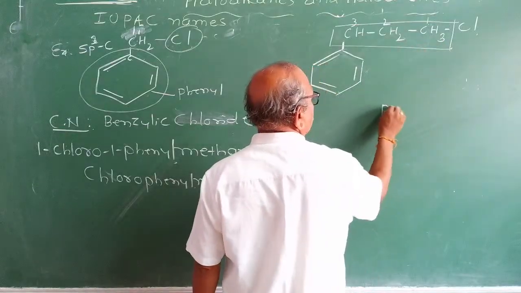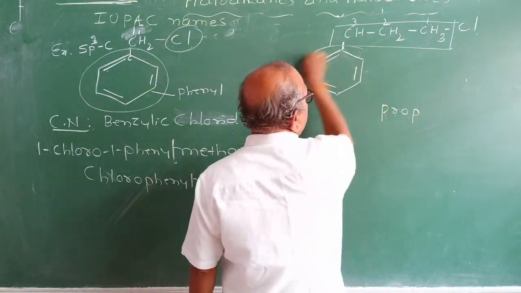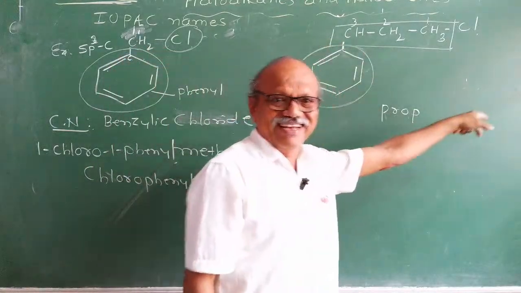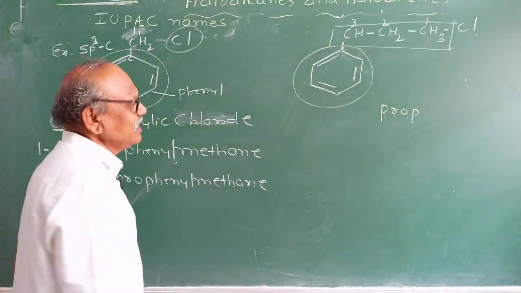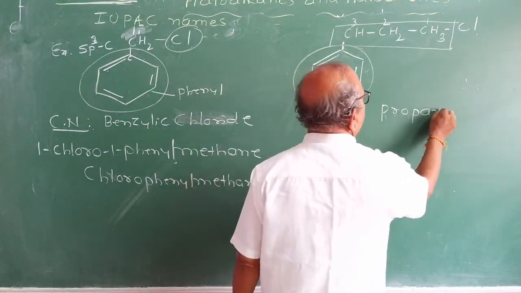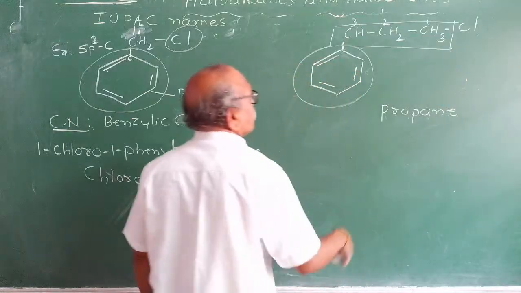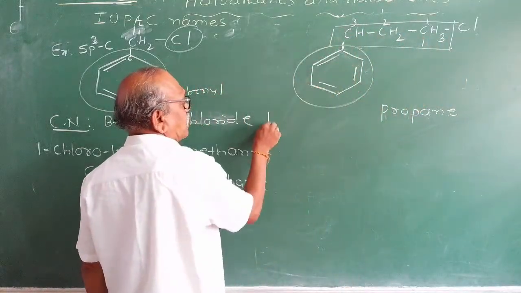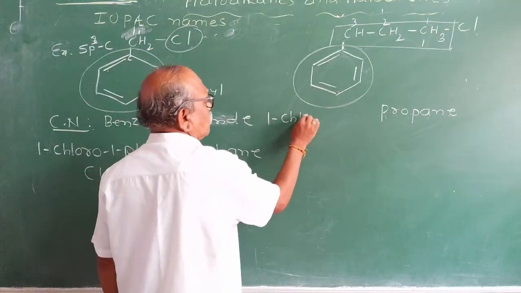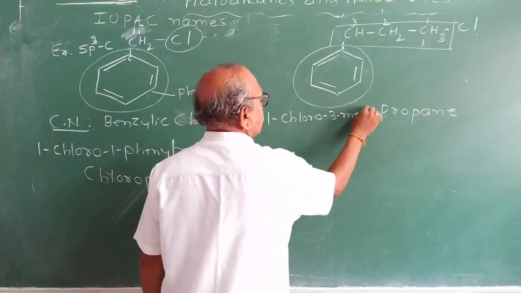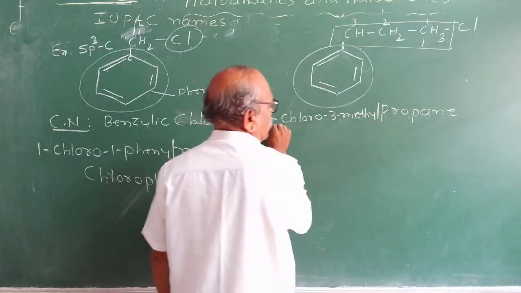Root word is prop, and no preference is given to the phenyl group, the preference is given to the carbon chain again, like in case of alkyl halide. You should name it as prop, suffix is ane. What are the prefixes? 1 chloro, because alphabetically it comes first, therefore it is 1 chloro 3 phenyl propane.